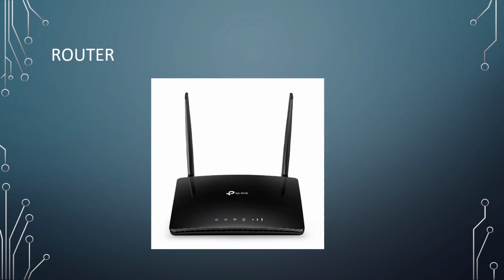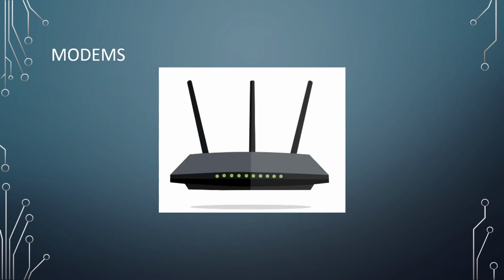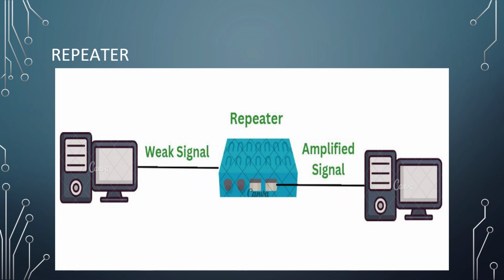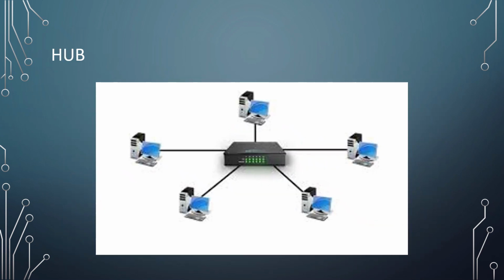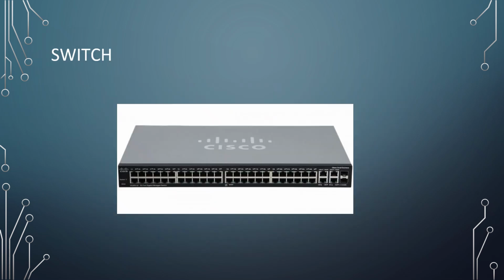This is an example of a router. This picture shows the example of modems. This is an example of a repeater. It boosts weak signals. This is an image example of the hub that connects computers. This is an image example of the switch.